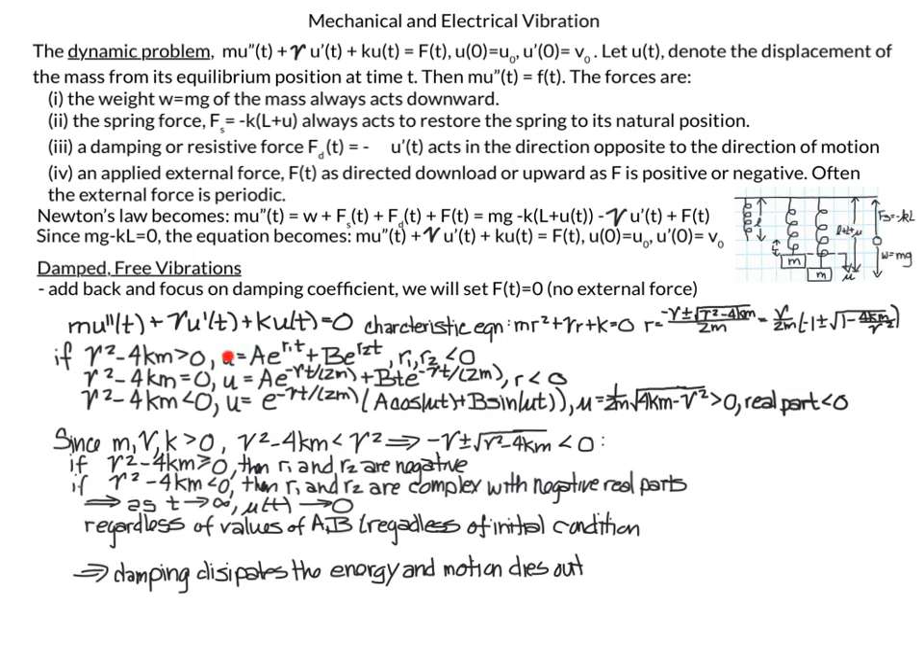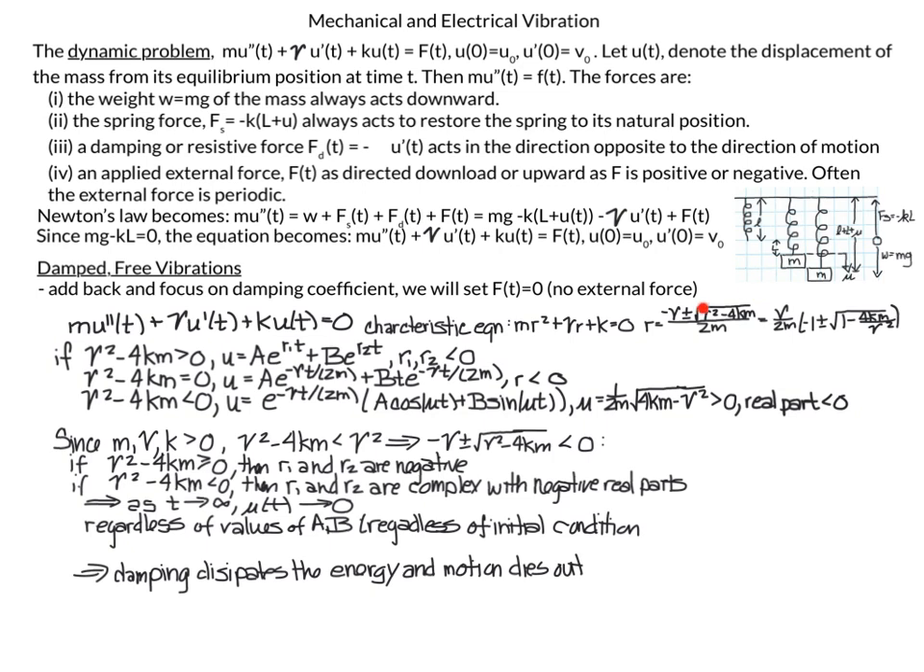So our u, or our solution to the differential equation, will have the form of a e to the r1 t plus b e to the r2 t. We will also note, since m, gamma, and k are all positive, that this root is going to be negative. So r1 and r2 are negative. So these are exponential decays.